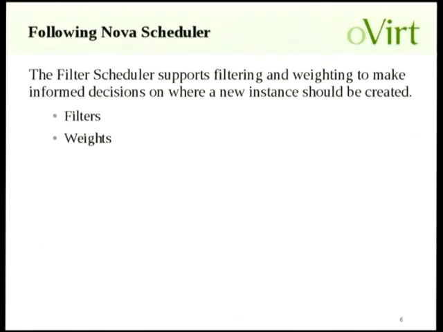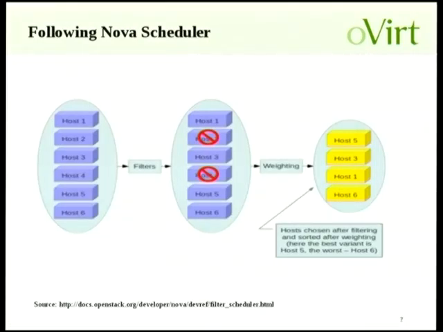Then we looked at the Nova scheduler, which brought us filters and weights, a very simple and easy way to schedule a VM on hosts. Basically, the filters are very clear-cut logic that gets a set of hosts on the left-hand side, then we run a filter on them, then we apply weights on top of them.